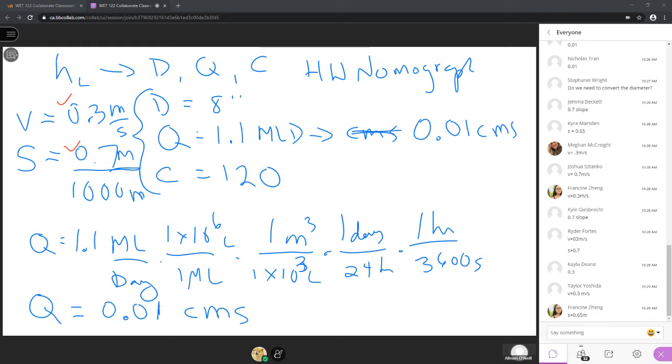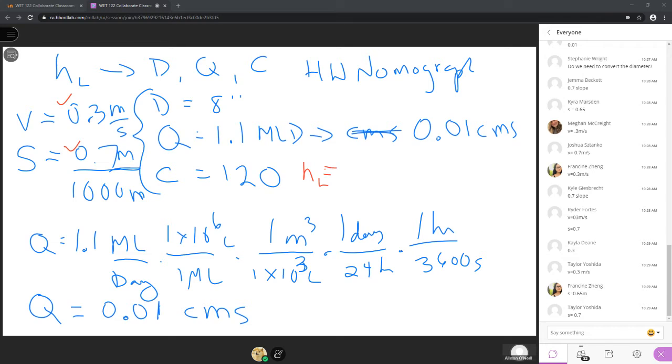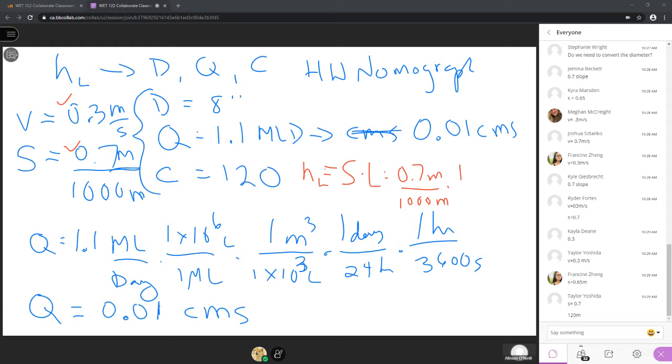All right, so we needed to get our slope because we know that our head losses are equal to our slope times the length of our pipe. So in this case, we have 0.7 meters for 1,000 meters times the length of this particular pipe, which, can someone tell me what the length of the pipe is? It's because I don't want to switch out of the screen. 120 meters, thank you very much, Taylor. And so you do the multiplication.